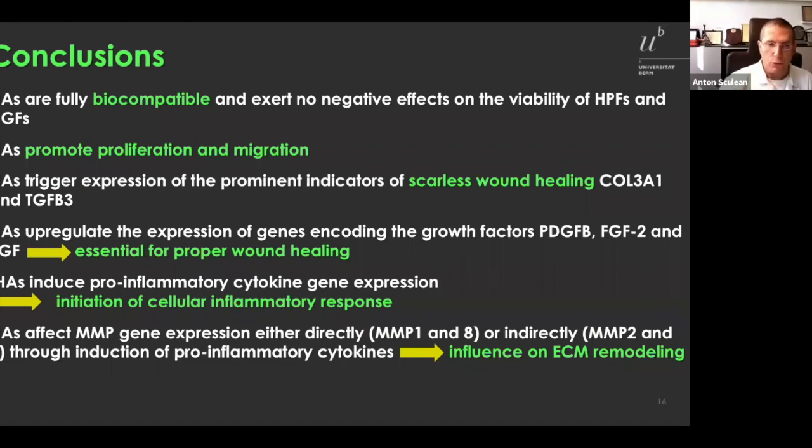And it has also a certain release in pro-inflammatory cytokine gene expressions. In other words, it initiates cellular inflammatory response. And it has an important effect on the remodeling of extracellular matrix.